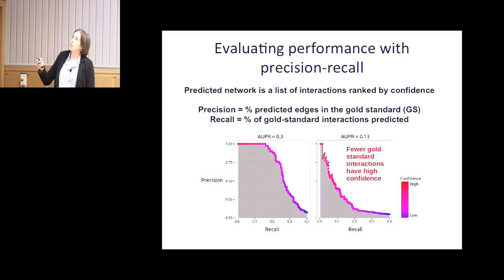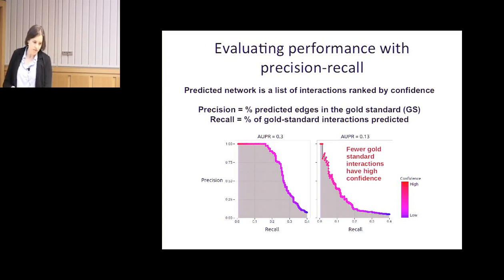And so here are some examples of precision recall curves. You can imagine having a list of high confidence interactions to low confidence. As you move down the list, your precision drops off and your recall would increase. And here, just for comparison, you can see that this method, whatever it is, is not performing as well. Its precision drops off very quickly.